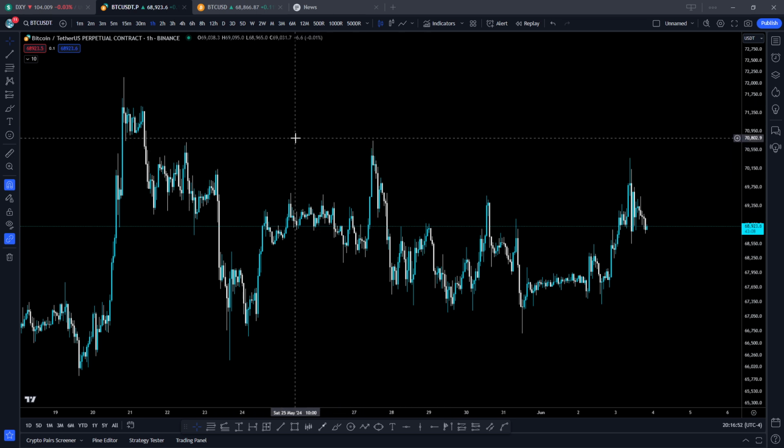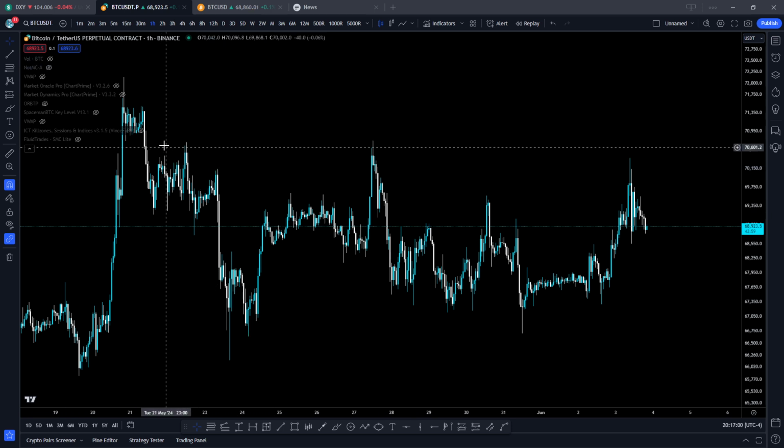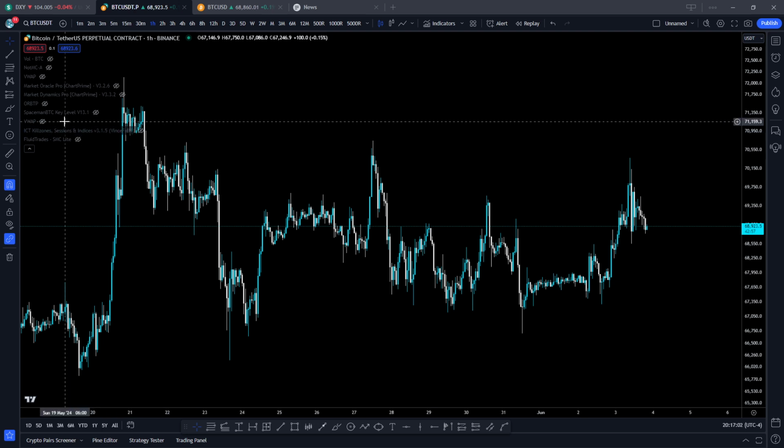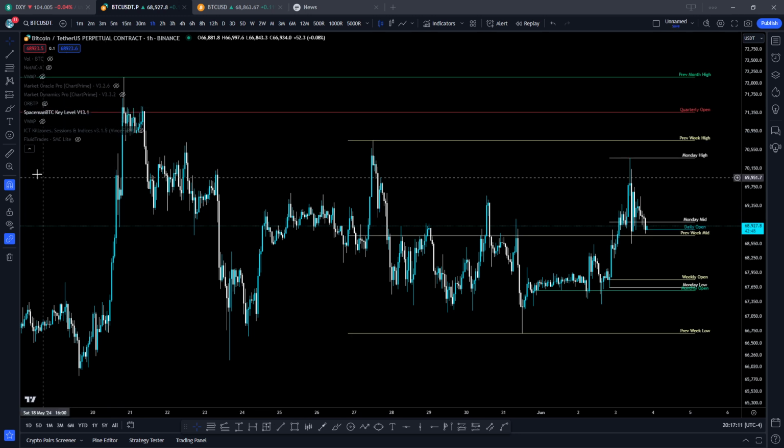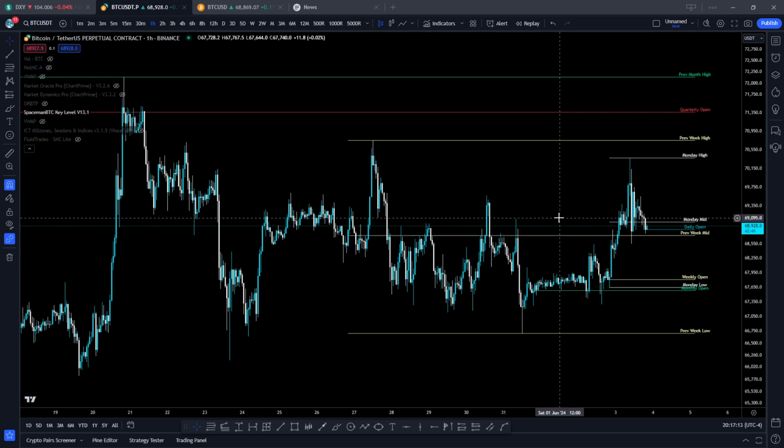Now you can draw I think pretty much every single bit of this out yourself. But yeah, let's just go ahead and get into it. So let's start with this one right here. This one's called Spaceman BTC, that's all one word, Key Levels. So I'm going to turn that on. And what this one does is that it gives you all different sorts of things.